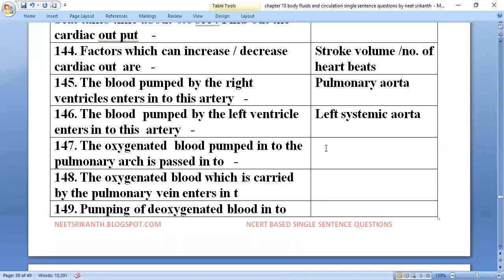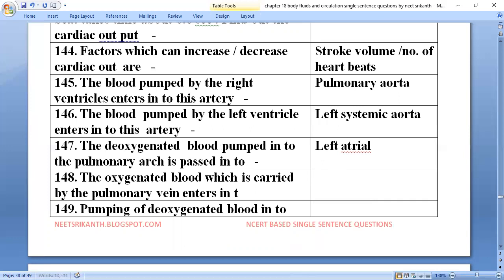Oxygenated blood pumped into the pulmonary arch is passed into... wait a minute, we have to say deoxygenated blood pumped into the pulmonary arch, passed into, we should answer lungs. We started from right ventricle because arch means artery.